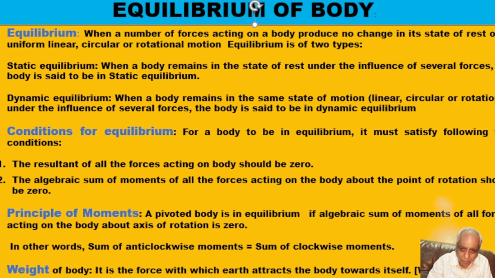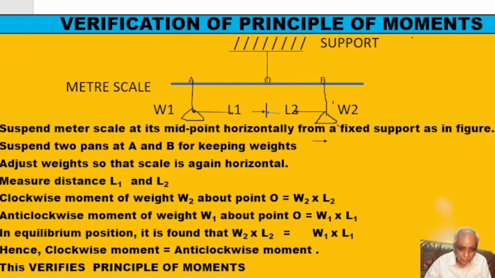Now what do you mean by weight of a body? Weight of a body means the force with which earth attracts the body towards itself. So earth is attracting the body towards itself, with weight we write W, M is mass of the body and g is acceleration due to gravity. So that is weight of the body. Now this principle of moments can easily be verified by a simple experiment that I am describing to you now.